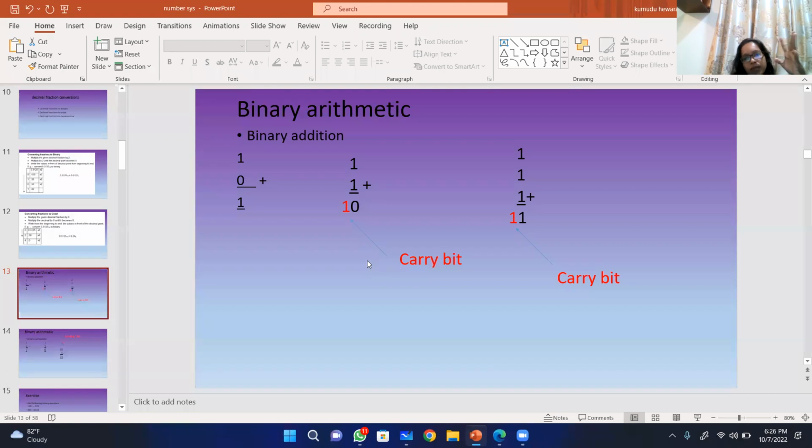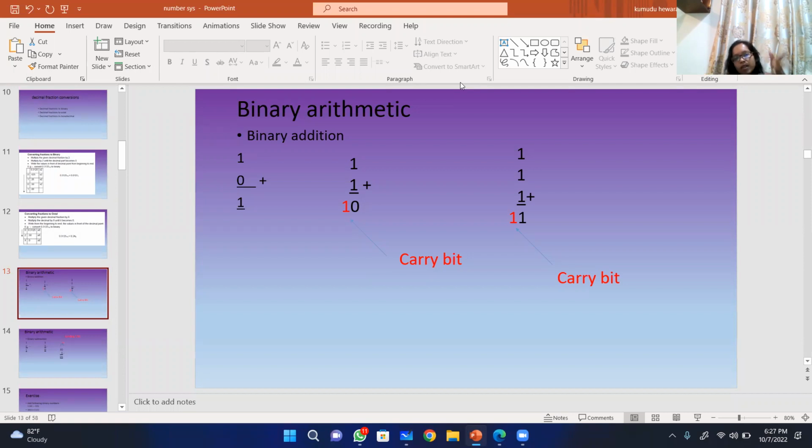Normally, you know the decimal arithmetic. Is that so? Decimal arithmetic you already know. You can add and subtract decimal numbers. And here we are learning about binary arithmetic. That means how to add binary numbers and how to subtract. So those two are enough to do any conversion.